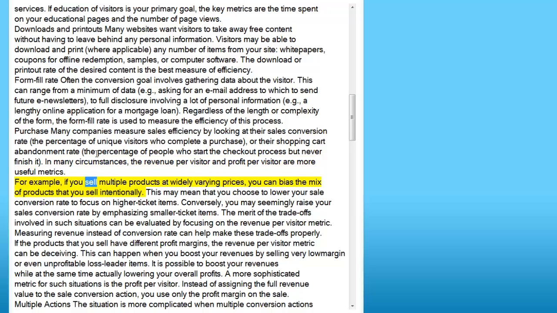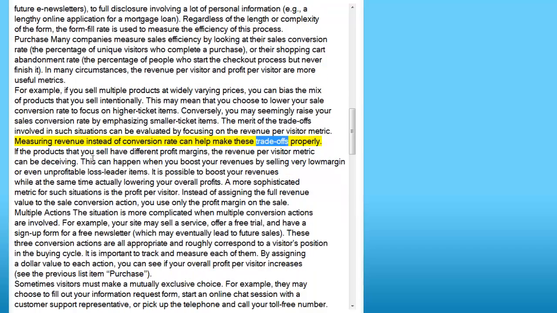For example, if you sell multiple products at widely varying prices, you can bias the mix of products that you sell intentionally. This may mean that you choose to lower your sale conversion rate to focus on higher ticket items. Conversely, you may seemingly raise your sales conversion rate by emphasizing smaller ticket items. The merit of the trade-offs involved in such situations can be evaluated by focusing on the revenue per visitor metric. Measuring revenue instead of conversion rate can help make these trade-offs properly.